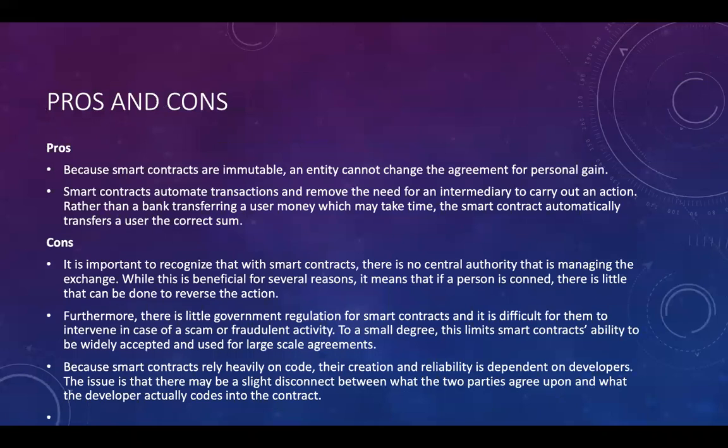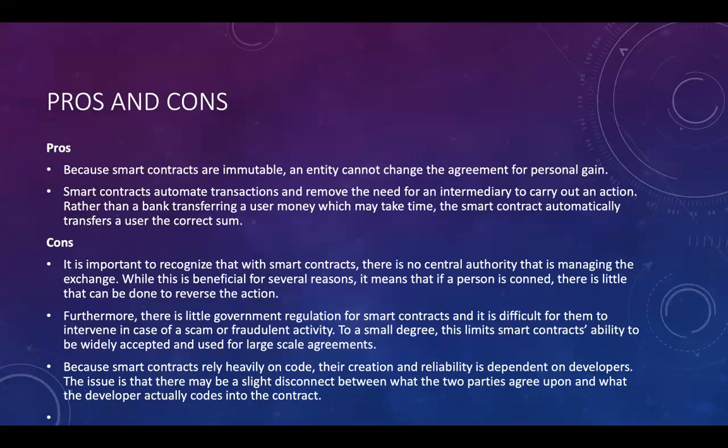So what are the pros and cons of a smart contract? For the pros, smart contracts are immutable, and an entity cannot change the agreement for personal gain. Smart contracts automate transactions and remove the need for an intermediary to carry out an exchange. Rather than a bank transferring a user's money, which may take time, the smart contract automatically transfers the correct sum. You have already seen in the properties that they are trustworthy, have integrity, and are rigid. So these are the pros of smart contracts, but there should also be some cons.